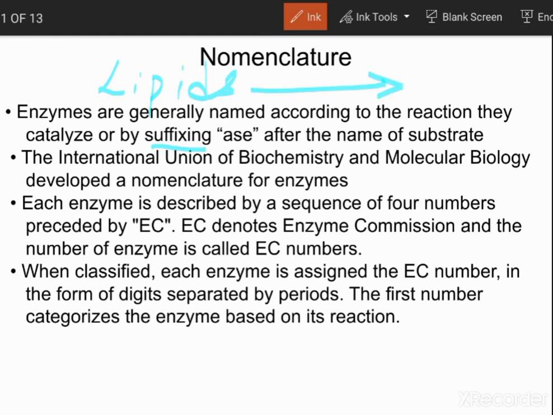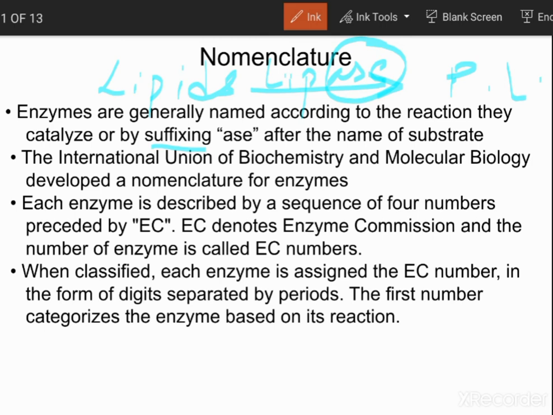Automatically here the enzyme will be lipase, LIPASE. So here we are going to add ASE, which is a suffix, and it is going to get converted into the product, and we get the enzyme at the last. Later, this particular system was being modified with the International Union of Biochemistry and Molecular Biology. They developed a new kind of nomenclature for enzymes.